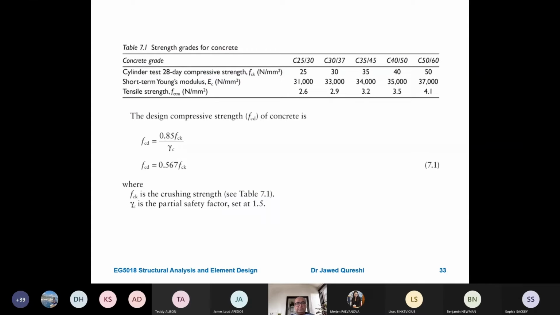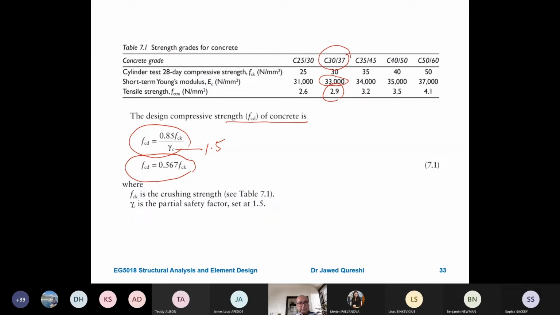Now, concrete strength, there are different strengths. The most common one is C30, and its Young's modulus is given here. Its tensile strength is given, but we will not need tensile strength. The design compressive strength of concrete is 0.85 times FCK divided by gamma C, where gamma C is 1.5. When you put these values in, you will get FCD as 0.567 FCK.